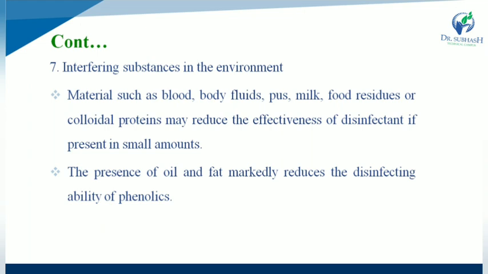So which types of substances are interfering in the environment? Materials, for example blood, body fluid, pus, milk, food residue or any colloidal protein may reduce the effectiveness of a disinfectant even if present in a very small amount, and the presence of oil and fat also reduces the disinfecting ability of phenolic compounds. So all of these are interfering substances that reduce the effectiveness of a disinfectant.